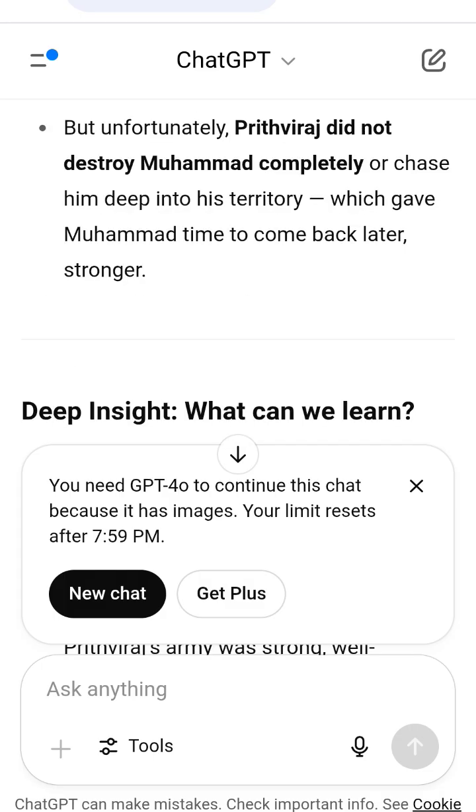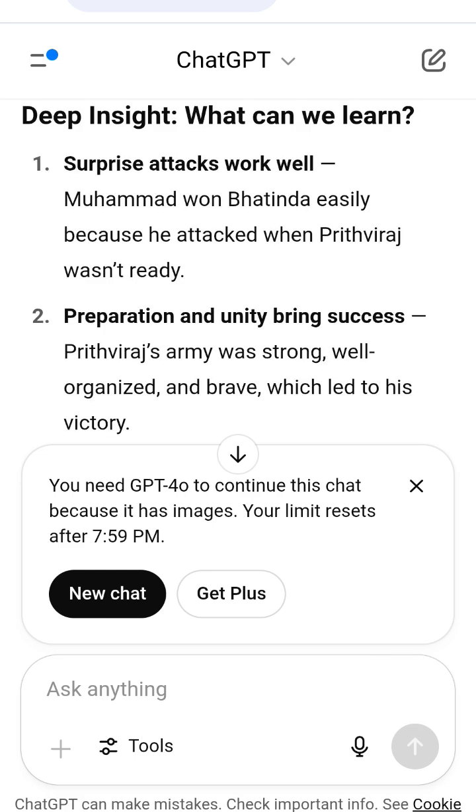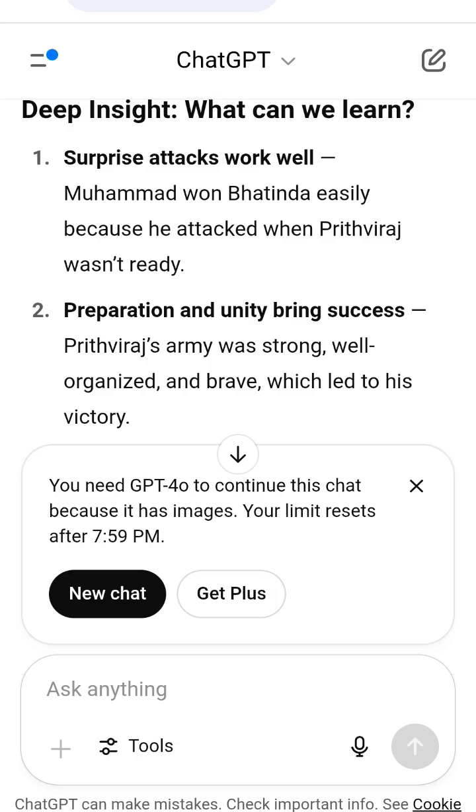What do we learn from this event? Always stay prepared, even during peace. Prithviraj wasn't ready when Bathinda was first attacked. Don't stop after victory. Sometimes a temporary win is not enough. If the enemy is not removed fully, they can come back stronger.